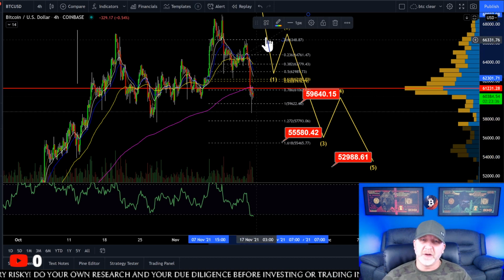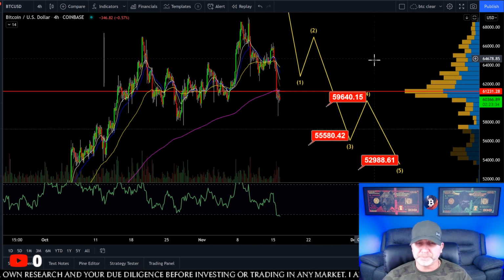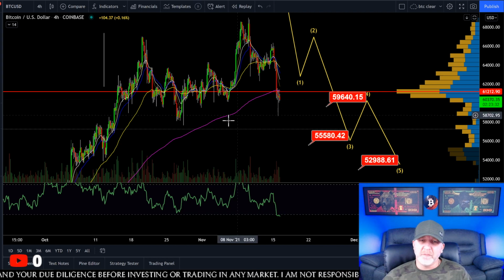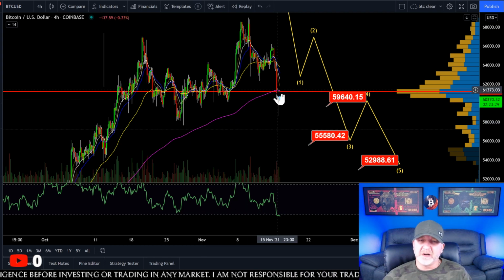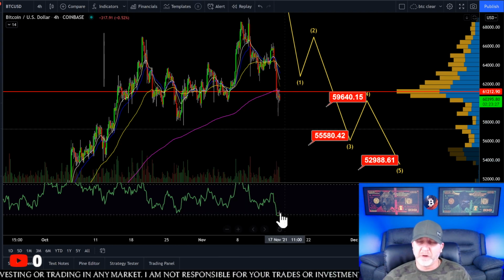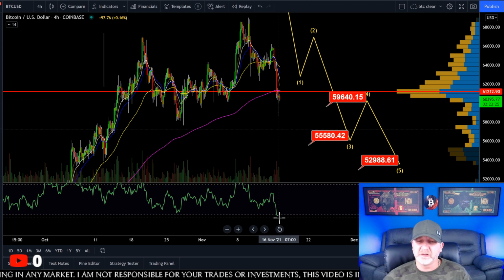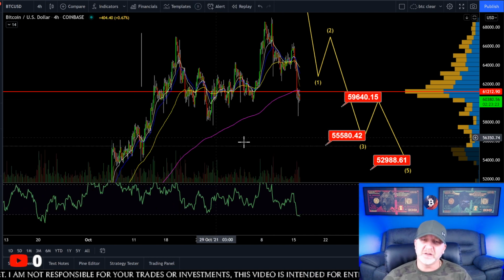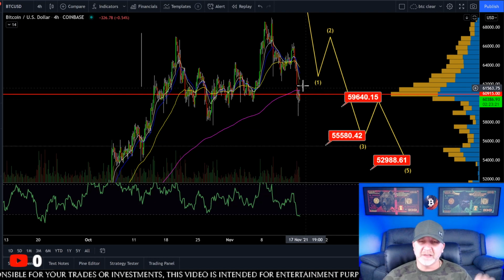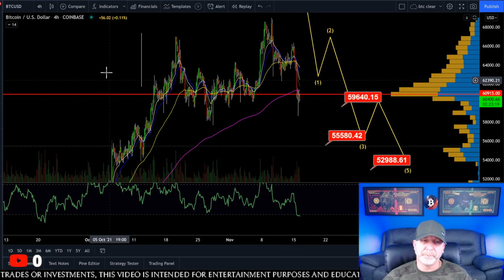Some other things I want to show you here. Let me get that out of the way. Last time, this purple line right here is a 200 EMA, and we're on the 4 hour. Everybody's saying that the 4 hour is oversold on the RSI. Well, let's go back to last time. The last high when we broke the 200 EMA, right?